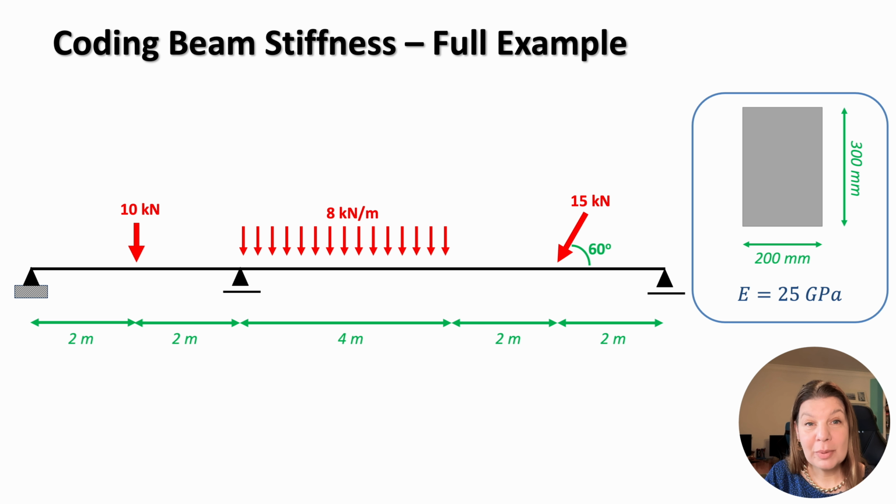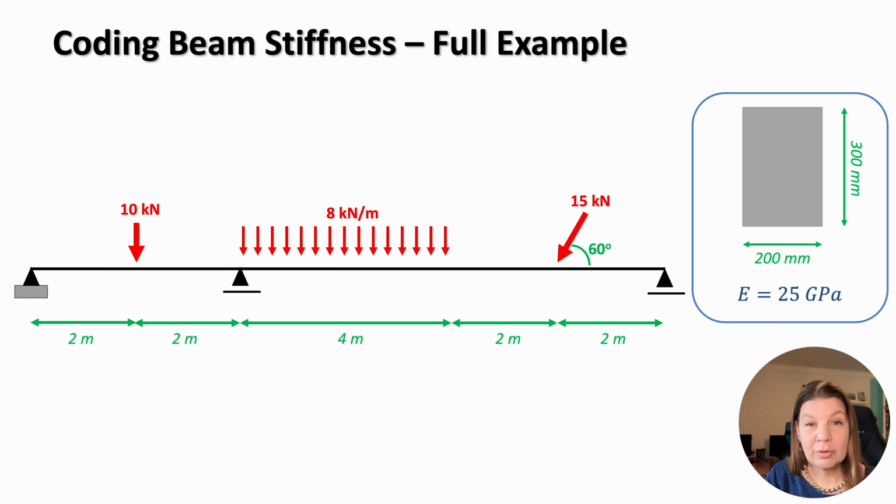And this is the full beam example we'll be analysing throughout the coding portion of this lecture. The beam spans 10 meters with supports and loading as shown. It includes a 10 kN point load, an 8 kN per meter distributed load, and an inclined 15 kN load acting at 60 degrees.